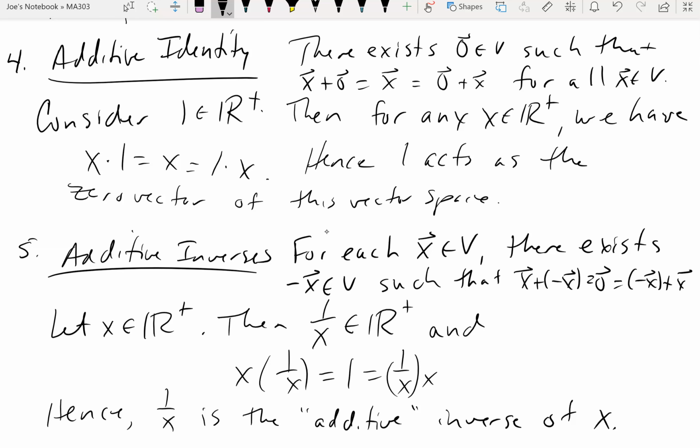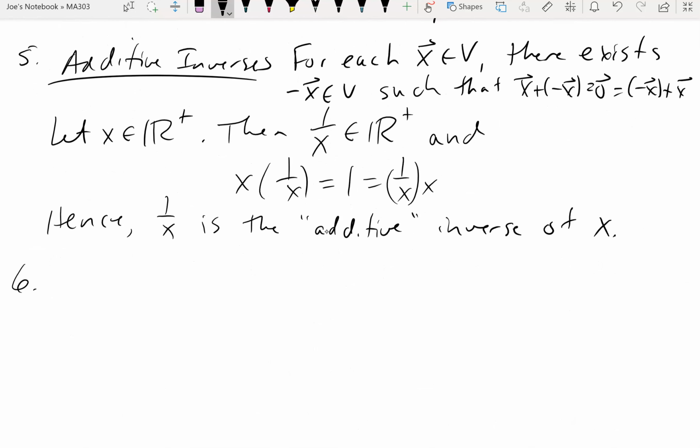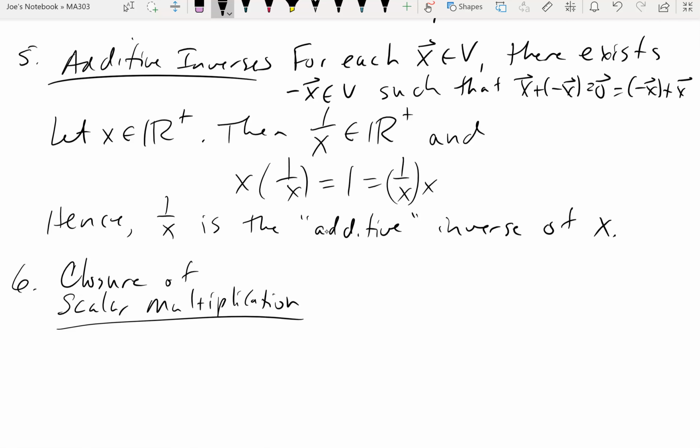Okay. All right, so then we need to see how scalar multiplication behaves. So we have the second closure axiom, closure of scalar multiplication. This one says that if x is a vector and c is a scalar, then when we operate the two back together again, I get back in the vector space.